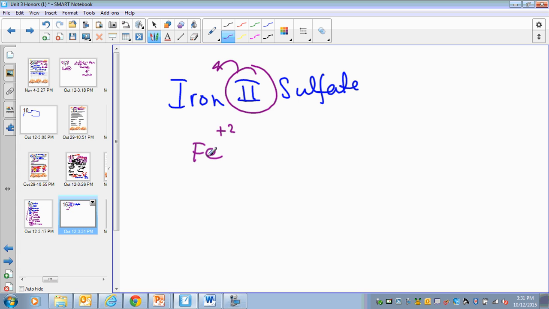You don't have to go to the periodic table. It's written right here. So the charge for the iron is +2. And sulfate, you have memorized it, SO4 -2. So the formula is going to be FeSO4.